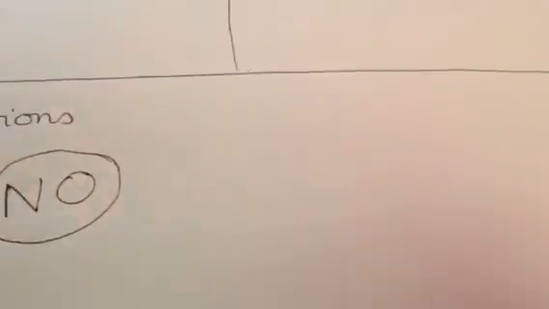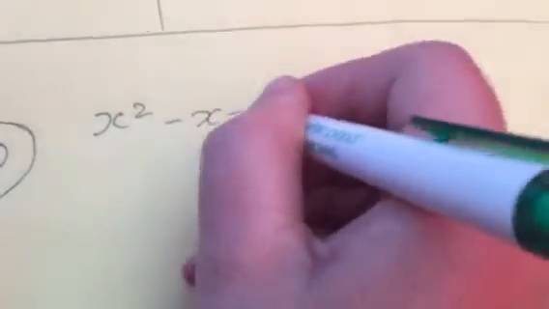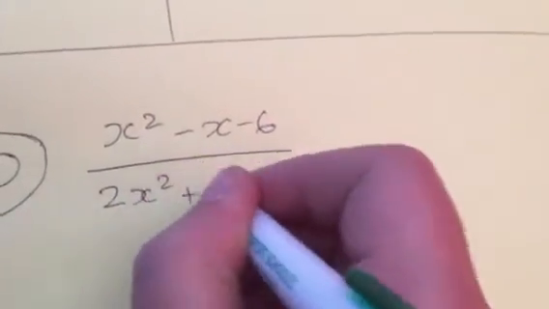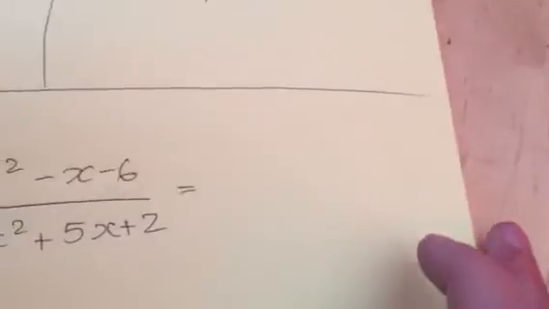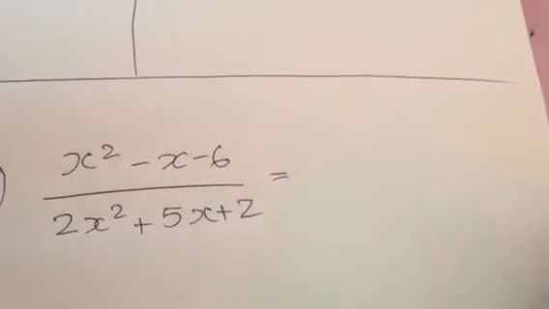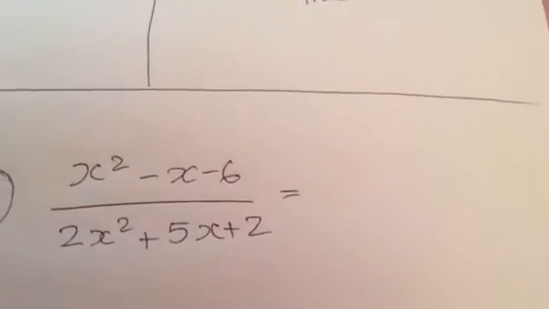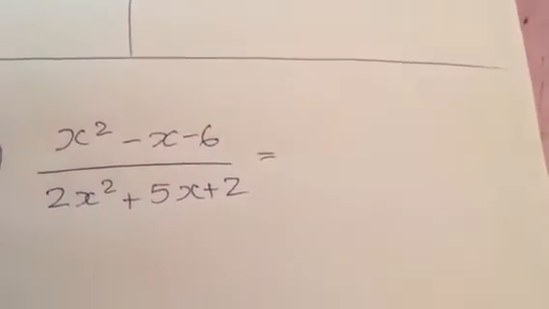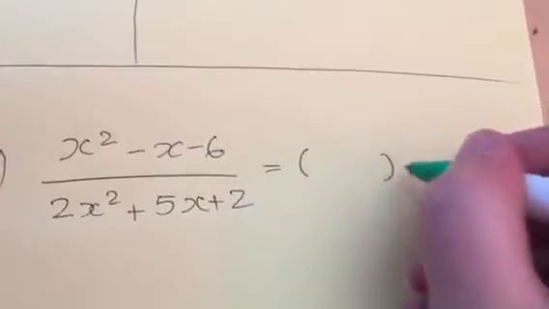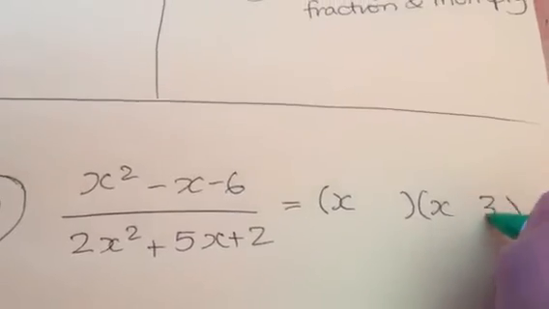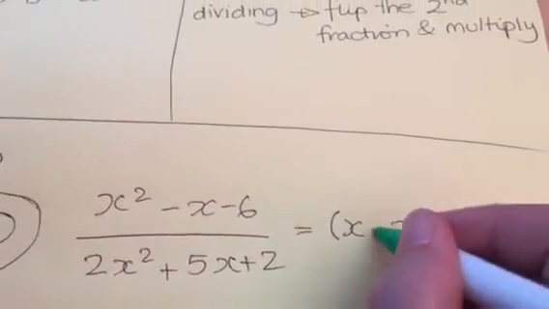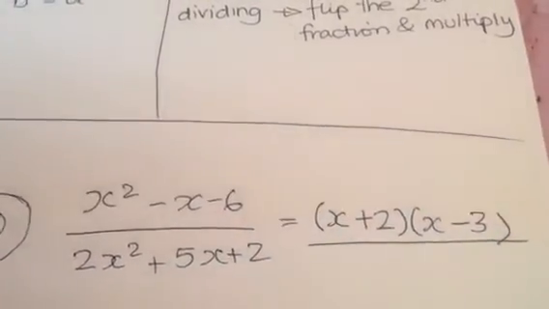So if we rewrite that, we've got x squared minus x minus 6 over 2x squared plus 5x plus 2. In order to cancel that, I need to have its factorised version. And as a rule of thumb, if you're working with quadratics, always try and look for the factorised form. So if I factorise that, I get x and x, 3 and a 2. So I get that as the numerator.